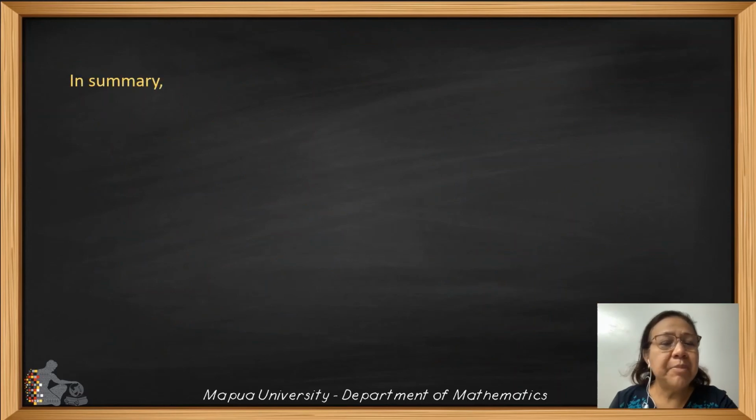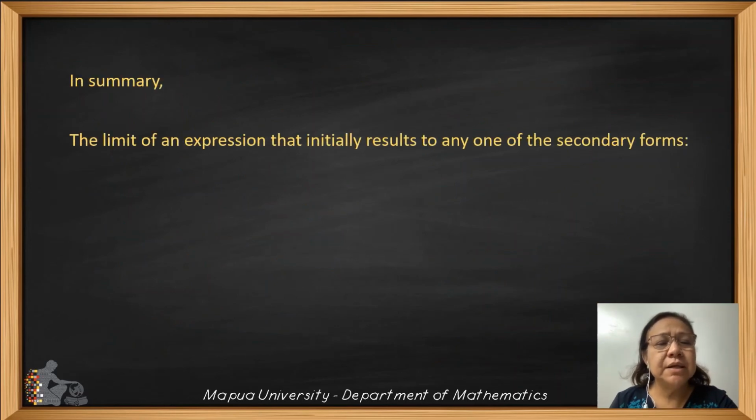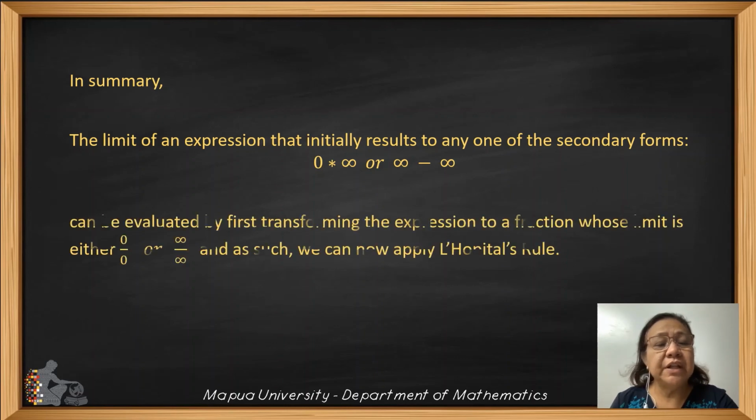Okay, let us have a recap of what we have discussed. The limit of an expression that initially would result in any one of the secondary forms, 0 times infinity or infinity minus infinity, can be evaluated by first transforming the expression to a fraction whose limit is either 0 divided by 0 or infinity over infinity. And as such, we can now apply L'Hopital's rule.